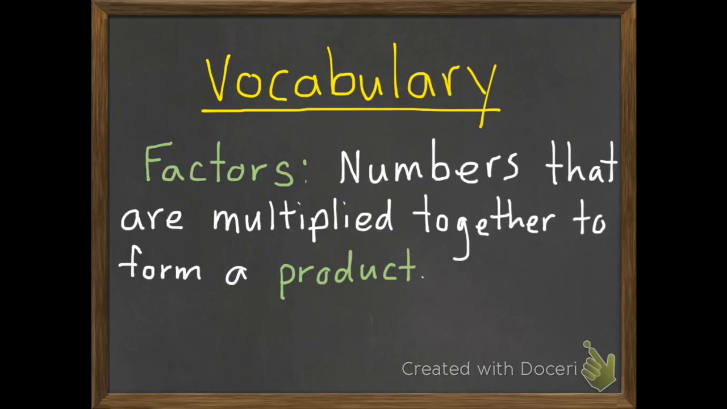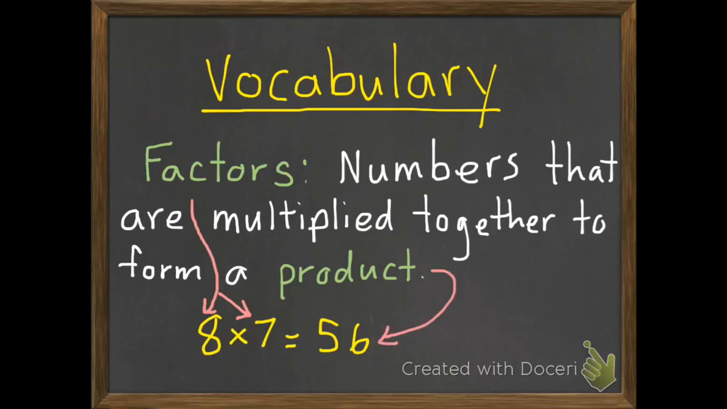So if I write a multiplication problem down here, 8 times 7 equals 56, what are the factors going to be? What are the numbers that are being multiplied together? It's 8 times 7. Those are our factors. And they make a product of 56. We have two of these factors, 8 times 7. When we have two of something, we can call it a pair. And since these are factors, we call them a factor pair. We're going to be using factor pairs a lot today, so that's going to be an important vocabulary word for you to know.